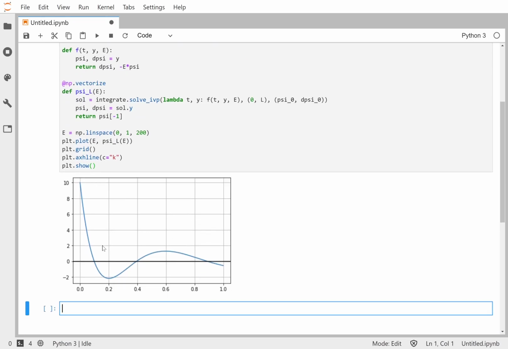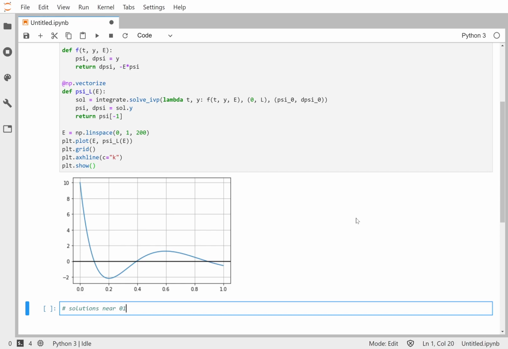And so we got a plot now. This is the ending psi as a function of energy. And the only allowed solutions have the ending psi equal to 0. And we can see that happens here within this range at 3 points. It looks like at 0.1, pretty close to 0.4, and about 0.9, a little shy of 0.9. Okay, so now let's use a root finder like optimize.newton to get more accurate values for those allowed solutions.